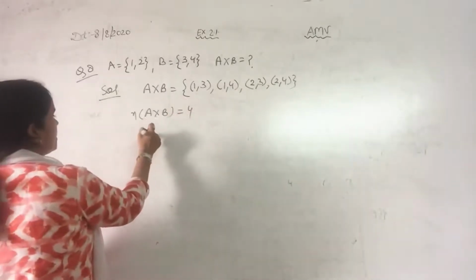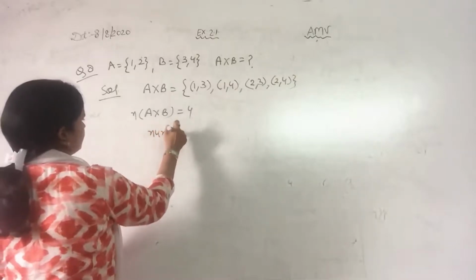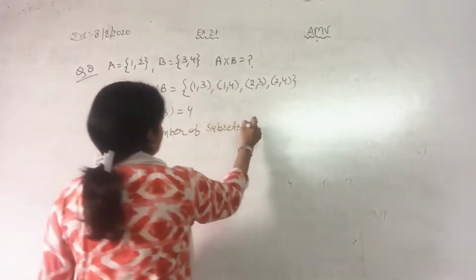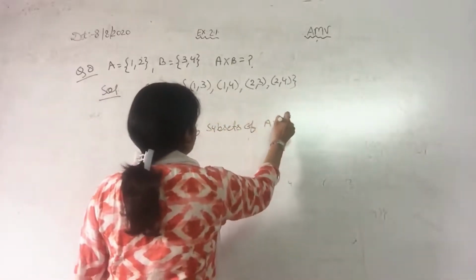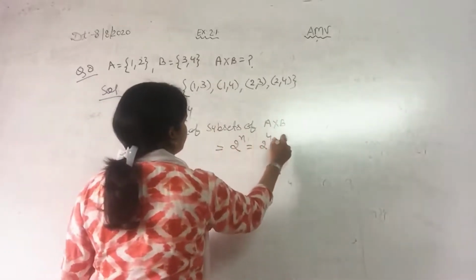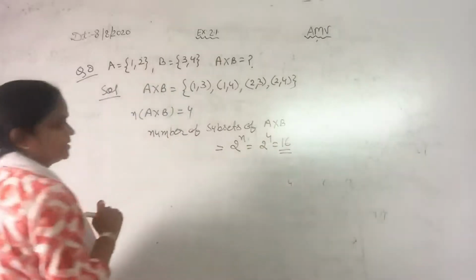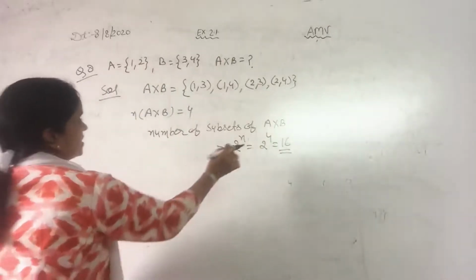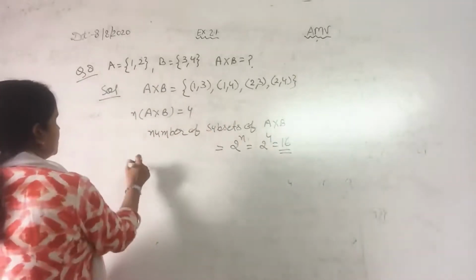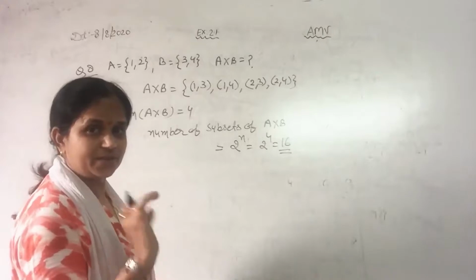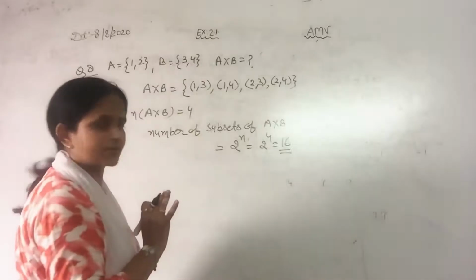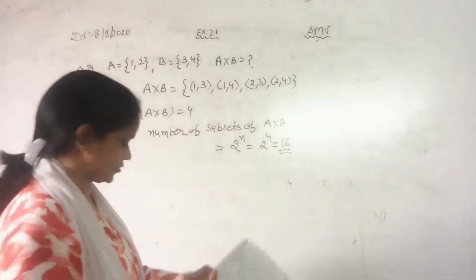Okay, so the number of subsets, how many? The formula is 2 raised to n. So 2 raised to 4, 16 elements. Number of subsets of the Cartesian product A×B, how many subsets? 16. Now it's the subset. In the previous chapter I discussed this topic, so you write on your own. Okay, now move to the next question.